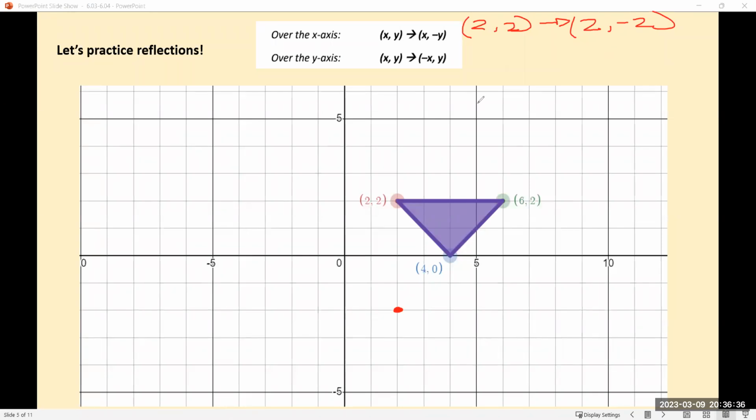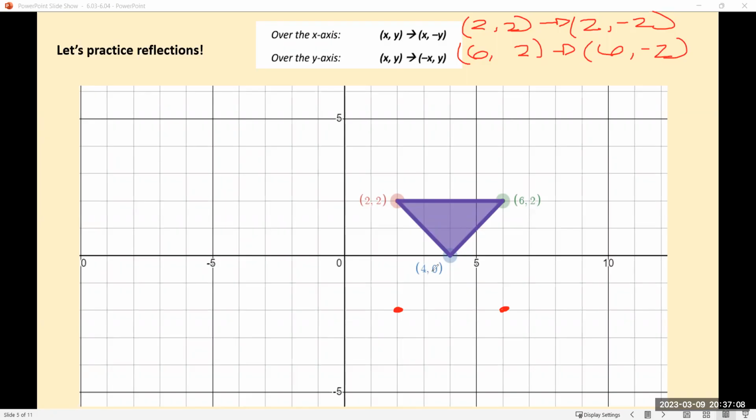Okay, now let's look at our next one. So we have 6, +2, I apologize. So 6, +2. And now we just want to make our Y value negative. So we're going to have 6, -2. So we're going to have 6 and we're going to go down to -2 and we're just going to plot a point.